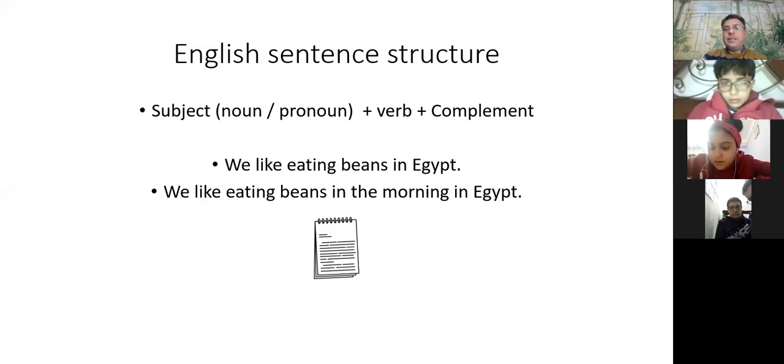We like eating beans in the morning in Egypt. We can add complement as we like. We is the subject pronoun, like is the verb, and after the verb we put the complement. The complement may be short or may be long. It's common in any accent. The British accent and the American accent have the same sentence structure, so both of them consist of subject, verb, and complement.